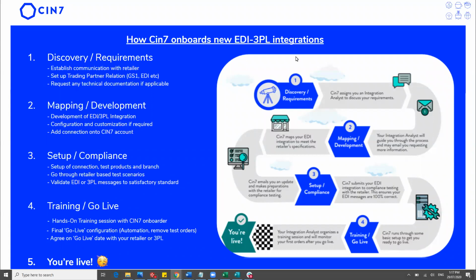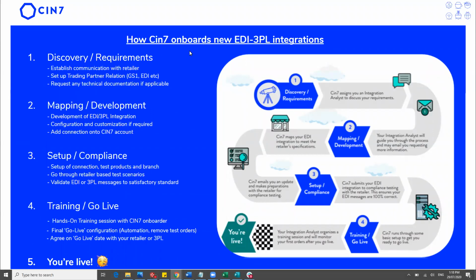If the retailer validates them correctly and they are completed to a satisfactory level, the retailer will then sign us off and say, hey, you're ready to go live. You just need to agree upon a date that we can switch this over to the production environment. At that point, we have completed the compliance stage and we will head straight into the training/go live.